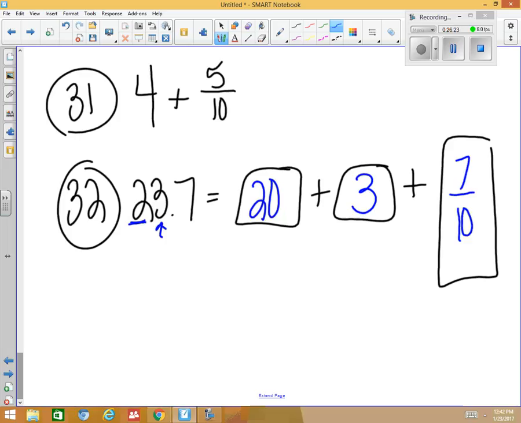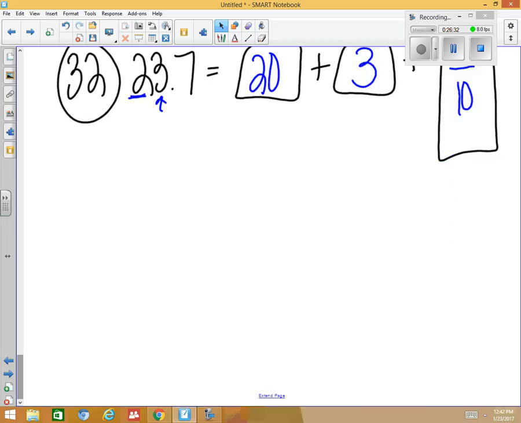Circle 33 and 34. We do all these homework? No. You need to know how to do the last 2. Are we going to do number 30? We didn't do it. Yes, I said circle 30.